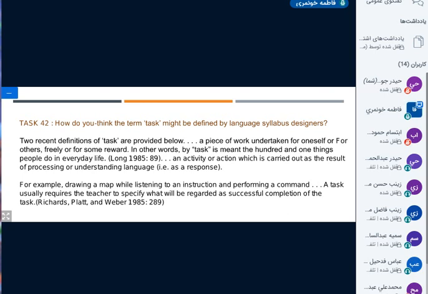As a result, a more academic or more technical definition was given by Richards, Platt, and Weber, as they define a task as something like drawing a map when you're listening to an instruction. The teacher asks you to draw a map. Listen to the instruction and draw a map. Or listen to a command and perform it. Go to the board. Come and sit here. Give me a piece of paper. Give me a pen. So these are all considered as a task.